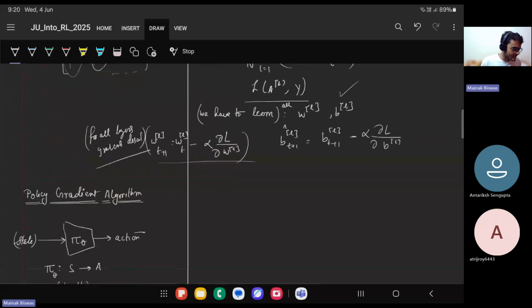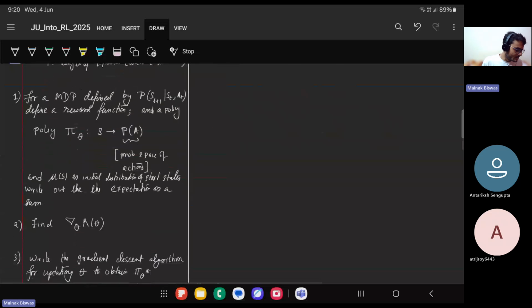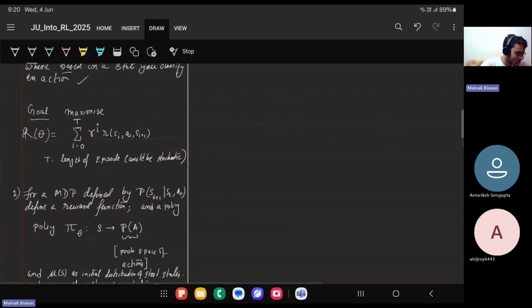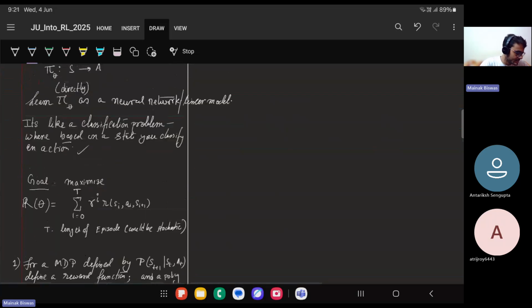So today, in the next few minutes, I will be proving the policy gradient theorem and discussing one algorithm called REINFORCE. Once we have done this, with a few minutes based on RL and ML knowledge, this is a very, very easy thing to do.